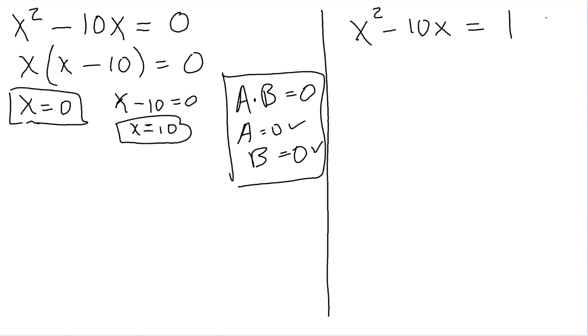So the reason I go through all this is that it's tempting to try to factor that thing and then use the zero product property, right? But it doesn't work unless you have 0 on one side, okay? So how are we going to deal with this? What we're going to do is subtract 1 from both sides. And what's that going to give us? x squared minus 10x minus 1 is 0.